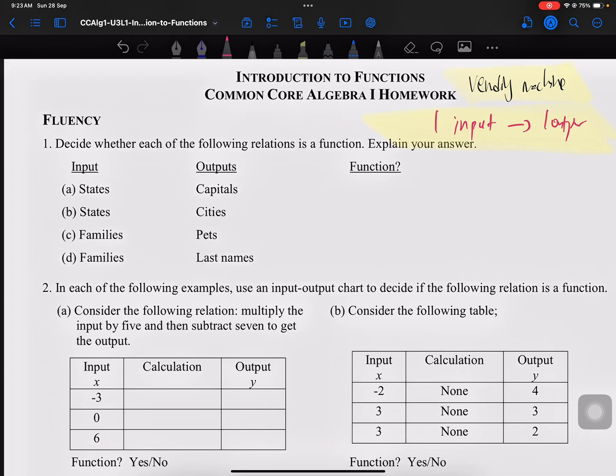So one input, one output. One input, two outputs, not a function. So use the one-to-one rule. Look at the input list. If any input repeats with different outputs, not a function. If every input has one output, it's a function. It's okay if different inputs share the same output. But one input is one output.